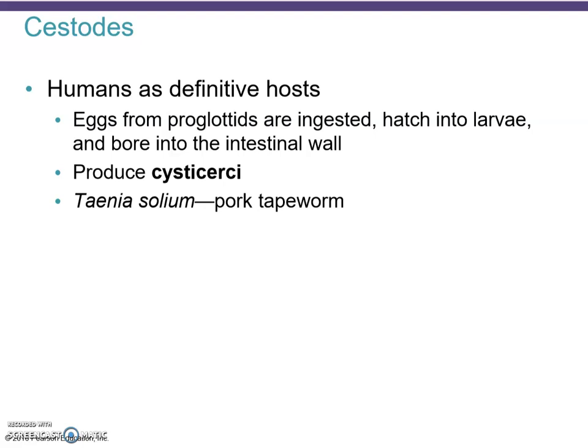In this case, the eggs from the proglottids are ingested, hatch into larvae, and then they will just drill themselves or attach themselves to the intestinal wall and then produce the adult form of the worm. A good example for this would be Taenia solium, the pork tapeworm.